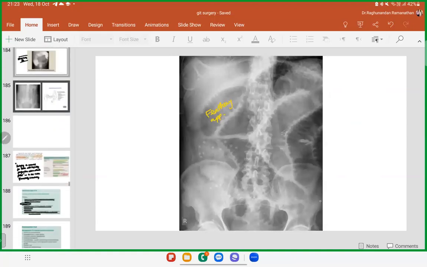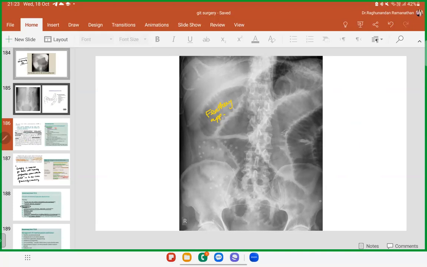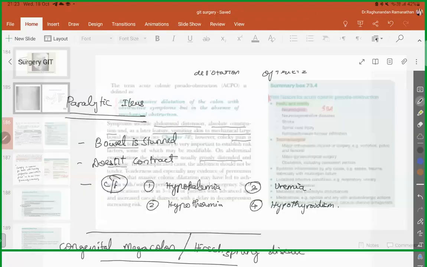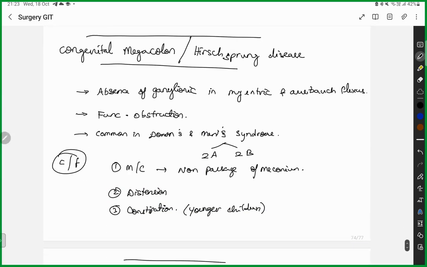We have seen all of that. Next, we are going to see a term called pseudo obstruction. Before I move towards pseudo obstruction, we will talk about congenital megacolon or Hirschsprung disease. Hirschsprung disease, I told you already, is the absence of ganglion cells in the Auerbach and myenteric plexus. There is a functional obstruction. This is common in Down syndrome and MEN syndromes.